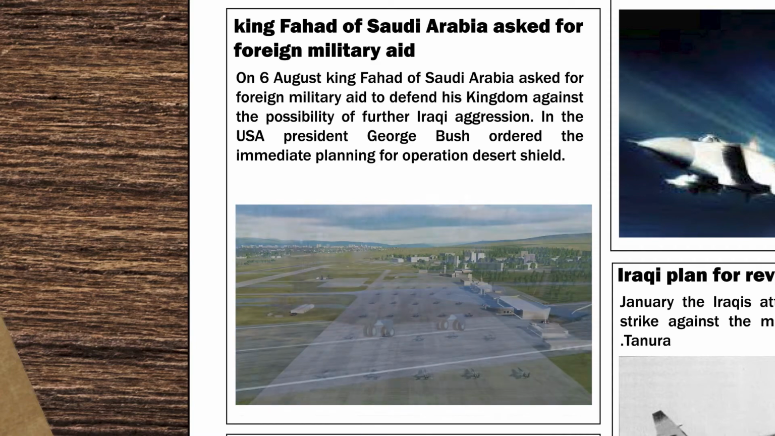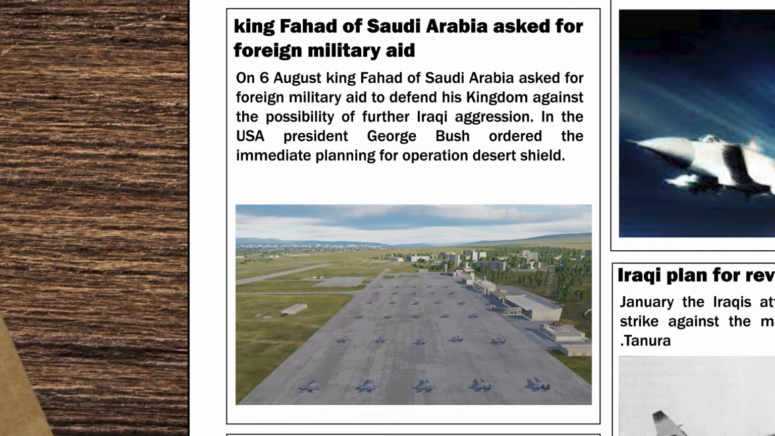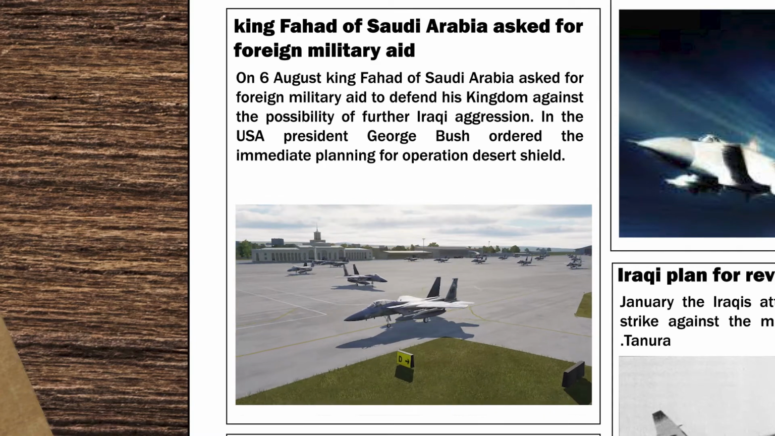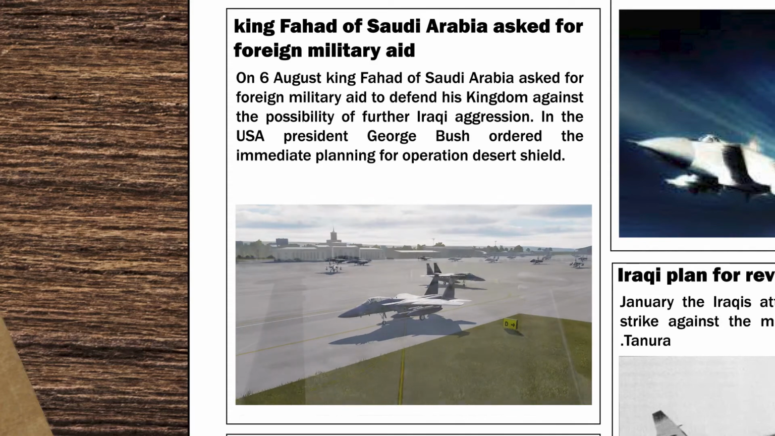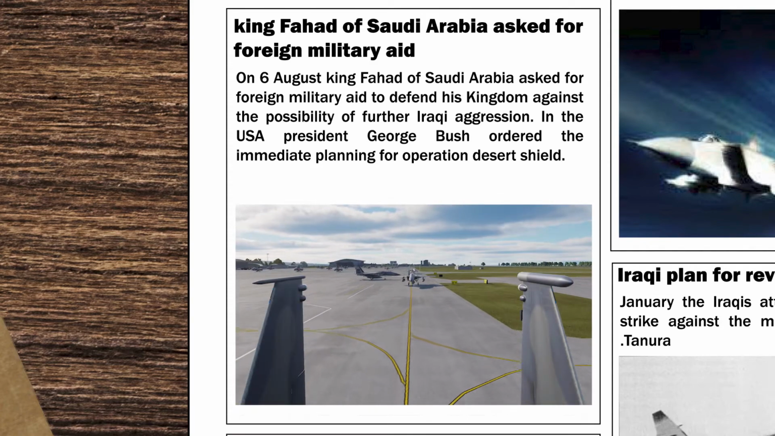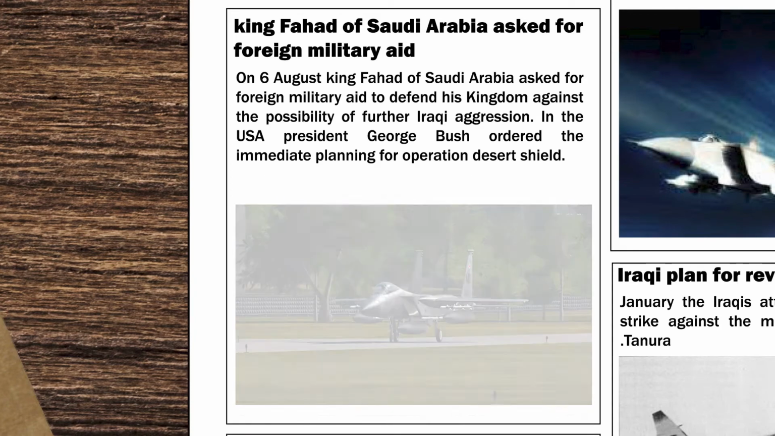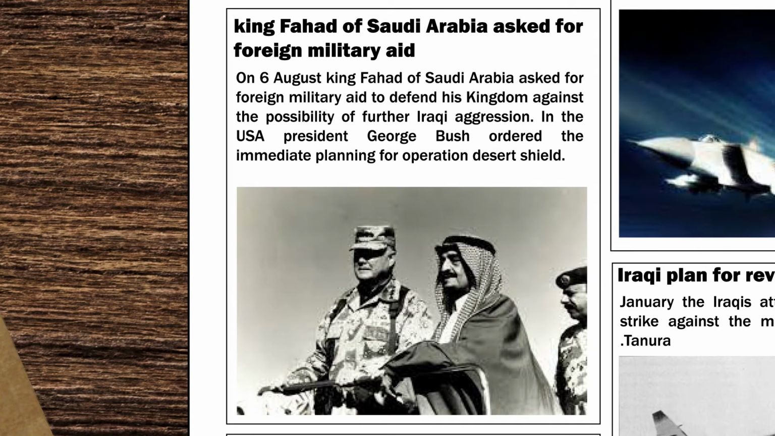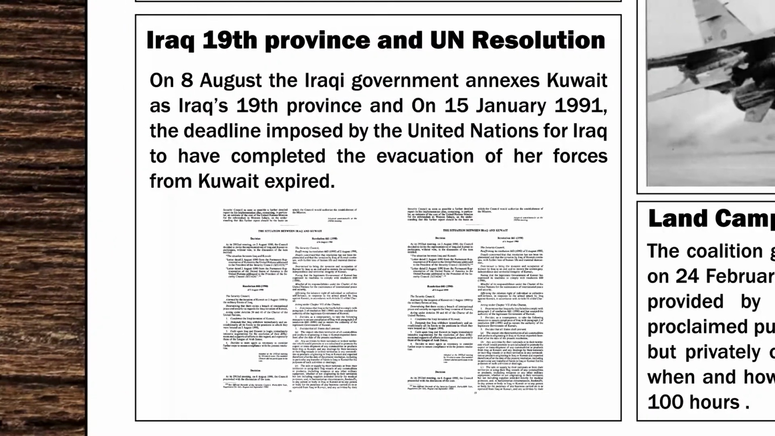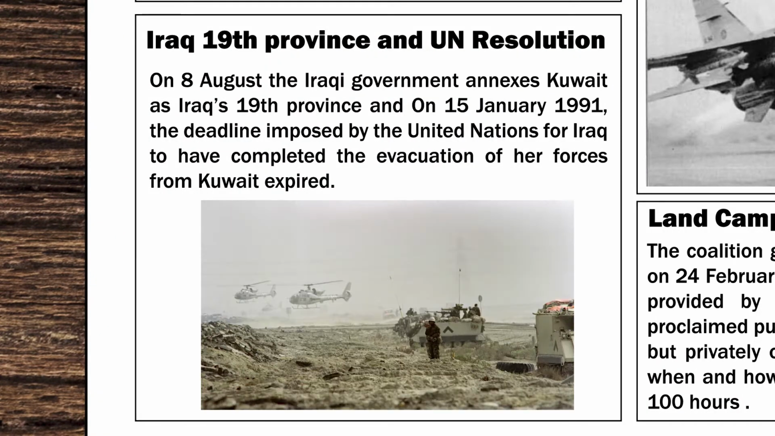On August 7th, some 48 F-15 Eagles flew non-stop from Langley Air Base, Virginia to Dhahran in Saudi Arabia, lasting between 14 to 17 hours and including 6 or 7 in-flight refuelings. On August 8, the Iraqi government annexed Kuwait as Iraq's 19th province.